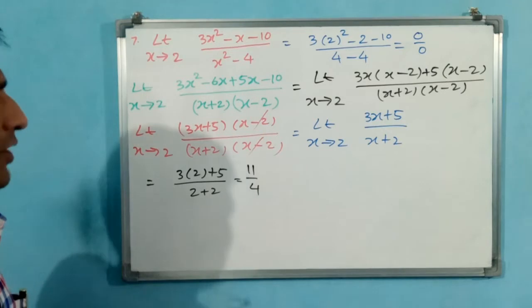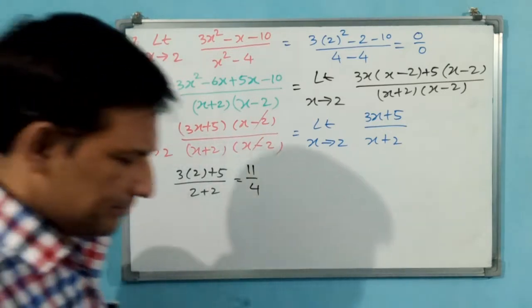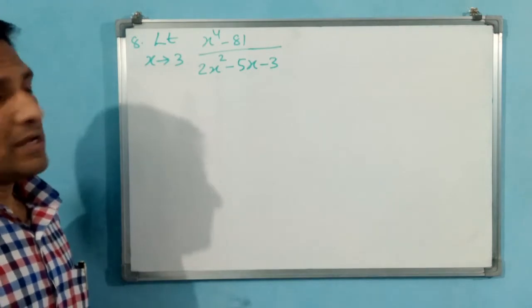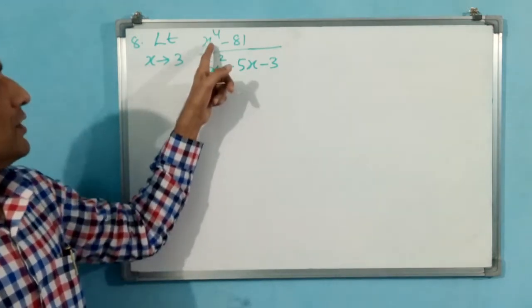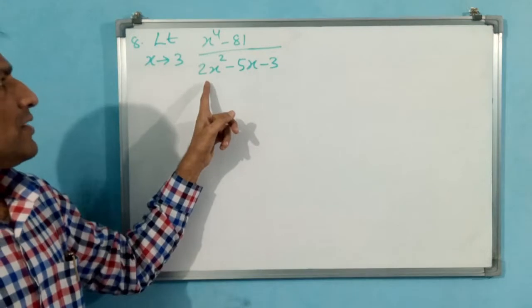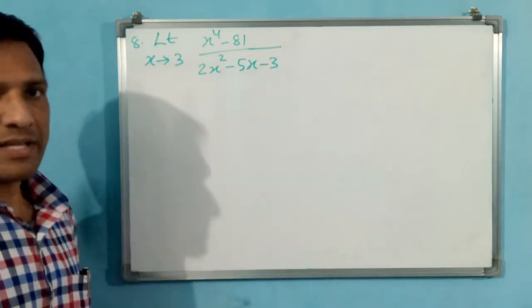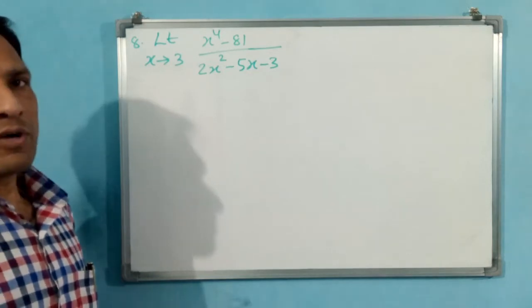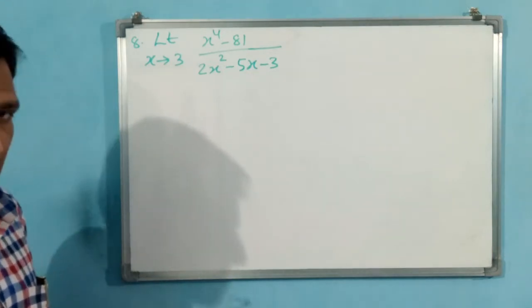Note down. We will go for the 8th question. Question number 8: limit x tends to 3 of x to the power of 4 minus 81 by 2x square minus 5x minus 3. Let us first substitute. If 0 by 0 comes, then we will think.